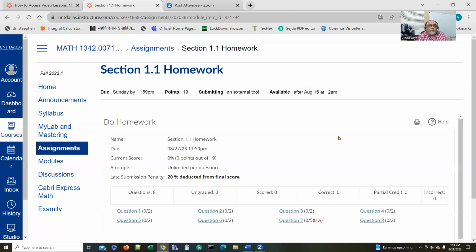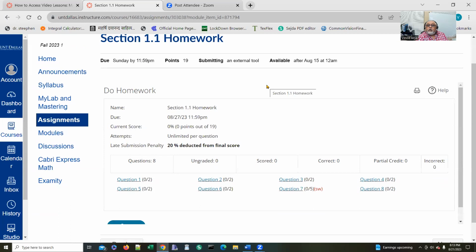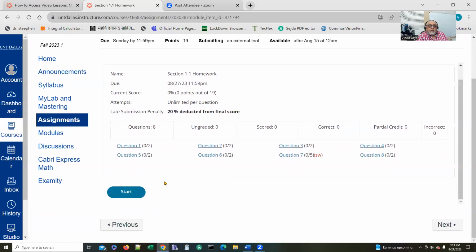And this is how one homework will look. Now, one important thing you need to notice is that there is a question, this one, with a red side note, if you would, SW.